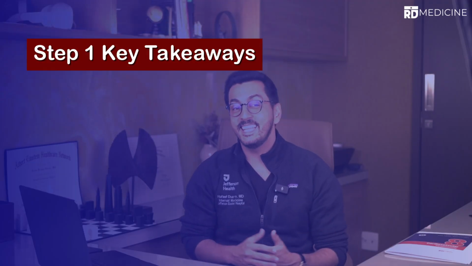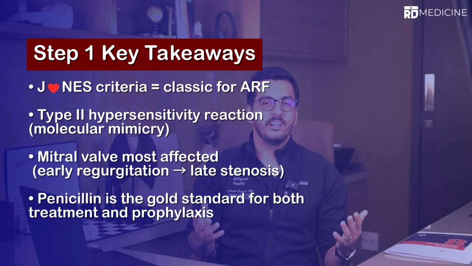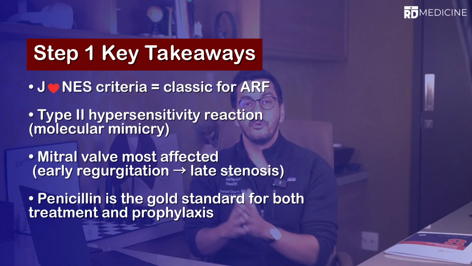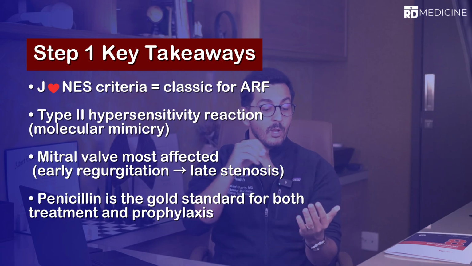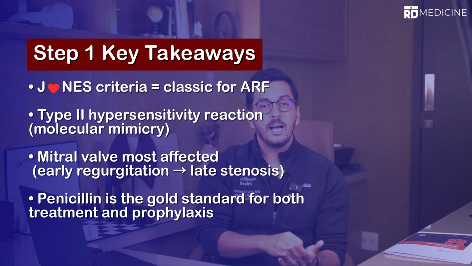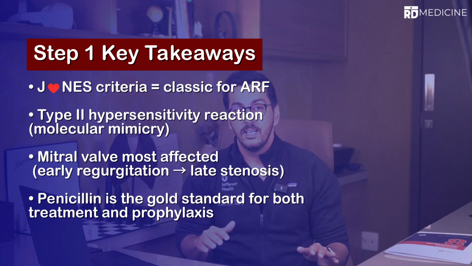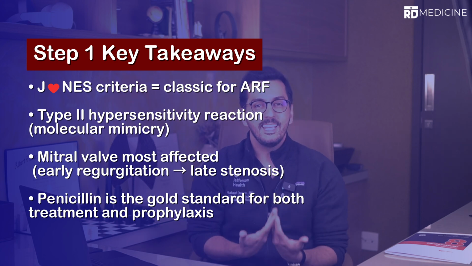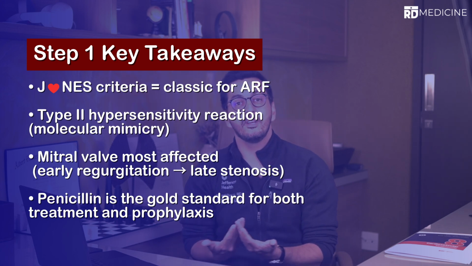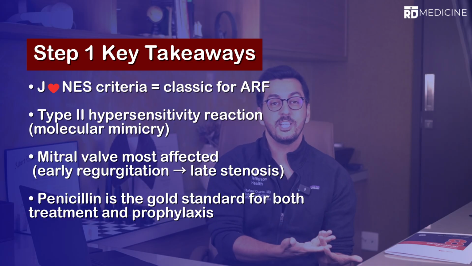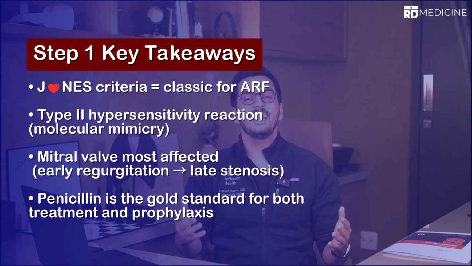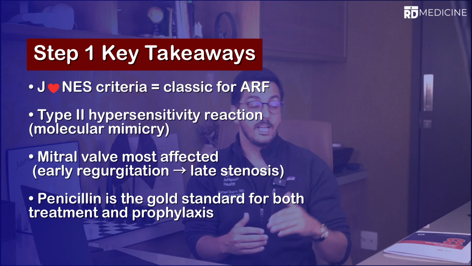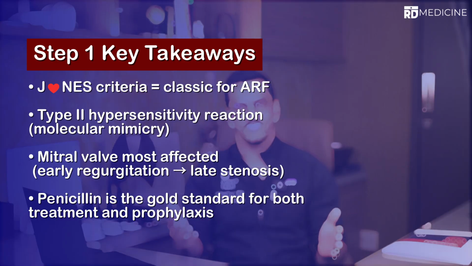So step 1, key takeaways: Jones criteria, classic for acute rheumatic fever. It's a type 2 hypersensitivity reaction, molecular mimicry. Mitral valve is the most affected. In early stages of rheumatic heart disease, you're going to see mitral regurgitation. In late stages, you're going to see stenosis. And penicillin is the gold standard both for treatment and prophylaxis, okay?